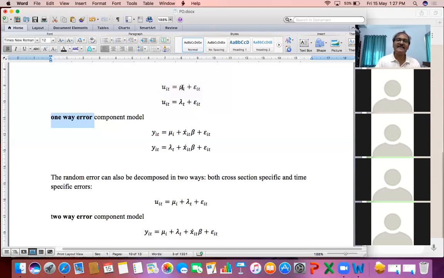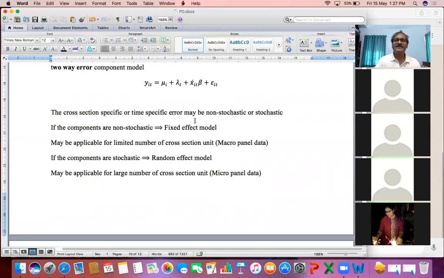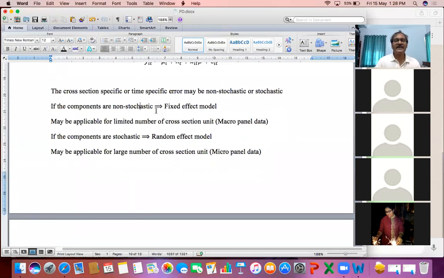So depending on the nature of the component mu i, or similarly lambda t, we have the variation in two forms. One form is called the non-stochastic variation. The cross-section specific or time specific error, that is mu i or lambda t, may be non-stochastic or stochastic. In the case of non-stochastic, if the components are non-stochastic, the variation across the cross-section unit will be in a fixed manner. And in that case, we have a model which is known as the fixed effect model.